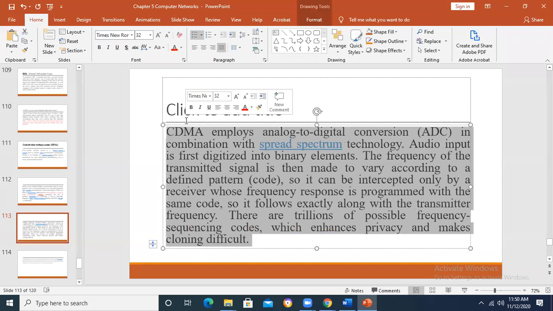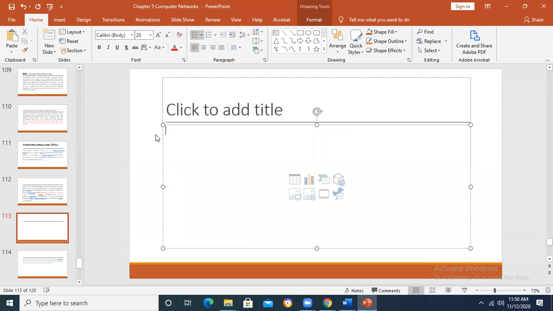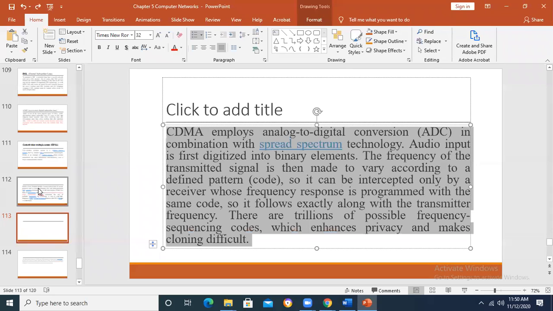So basically, this complete passage is about, we don't need to go into that much detail, but in short, I would like to explain that high security is available in CDMA. Number one important thing is that, and number two important thing is how it is using the analog signal to be converted. ADC is basically the analog to digital conversion.